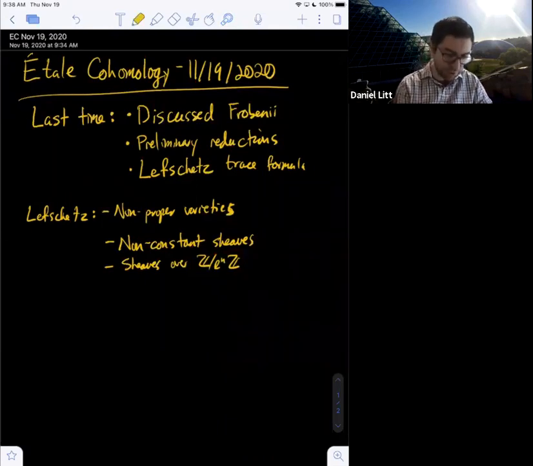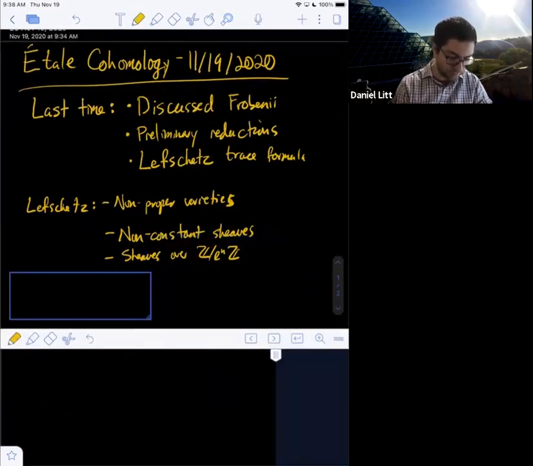Okay, so let me briefly remind you where we were for non-constant sheaves. Are there any questions, by the way? So I'm just going to continue discussing these issues until we get to a statement of a theorem that could be true.